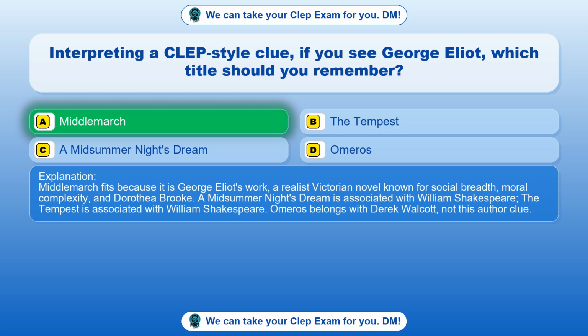Middlemarch. Middlemarch fits because it is George Eliot's work, a realist Victorian novel known for social breadth, moral complexity and Dorothea Brooke. A Midsummer Night's Dream is associated with William Shakespeare. The Tempest is associated with William Shakespeare. Omeros belongs with Derek Walcott, not this author clue.